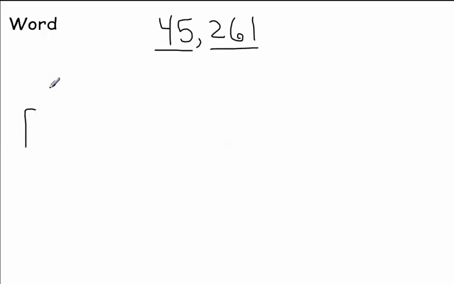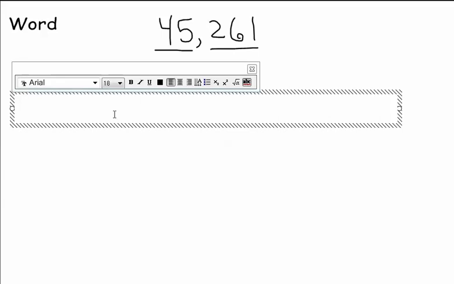So for word form, let me just go ahead and type this. It's probably easier. So let me type out what it would be. This will be 45, and then we name the place.